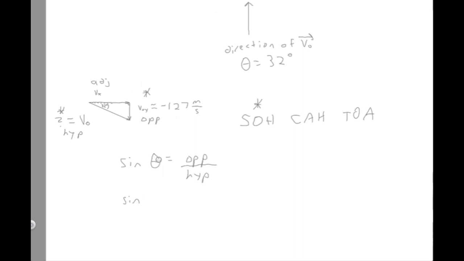Now we know how big the angle is. That was given in the problem, 32 degrees. The opposite side we also know. Now what I want here is the length of the opposite side. This type of trigonometry is about lengths. So I'm not going to plug in negative 127. I'm just going to plug in 127.